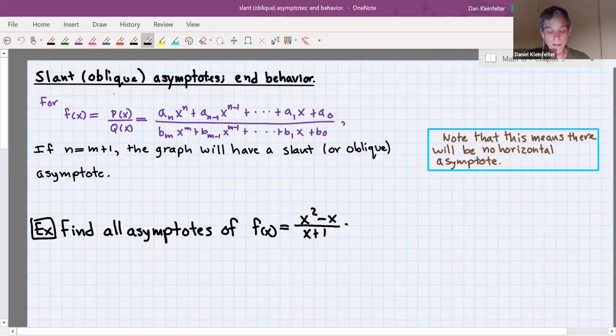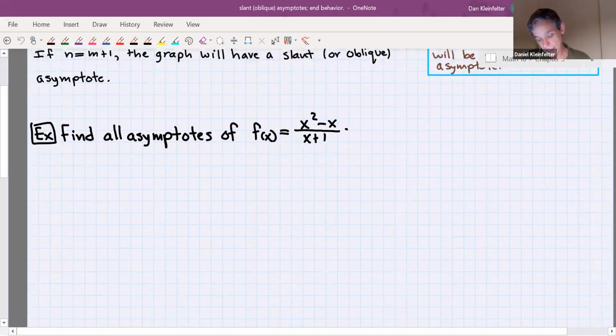So here you'll see the slant or oblique. That's going to mean the same thing. Our book uses slant. Other books will say oblique. And so the story is this. If you've got a function f of x that looks like p of x over q of x, defined as usual, the leading coefficient of the numerator is a sub n, the leading coefficient of the denominator is b sub m. The degree of the numerator, n, is in never, and the degree of the denominator, m, is in monster. If the degree of the numerator is 1 more than the degree of the denominator, then the graph is going to have a slanted or oblique asymptote, as we will see. This means that there won't be a horizontal asymptote, okay?